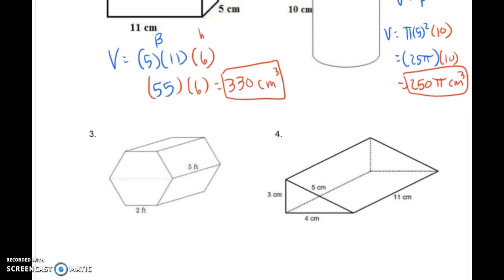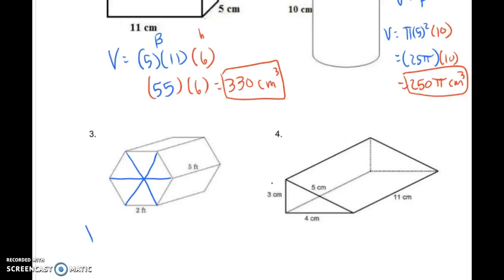In 3, we have a hexagonal prism, so we have our hexagon bases. And our strategy for finding the area of a hexagon was to break it up into 6 triangles. So I'm going to do my best here to make this actually work. All right, so that looks pretty good so far. And pretty close. Okay. So what we end up having here is 6 equilateral triangles. All of them are going to be the same. So we have a side of 2 for the base.